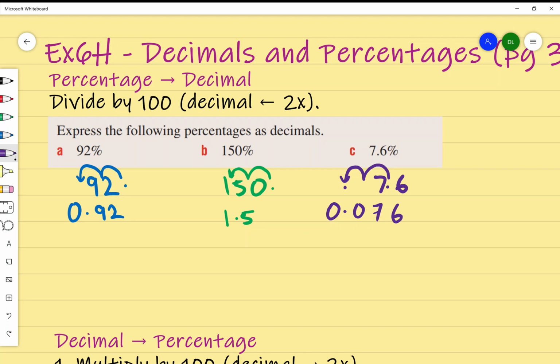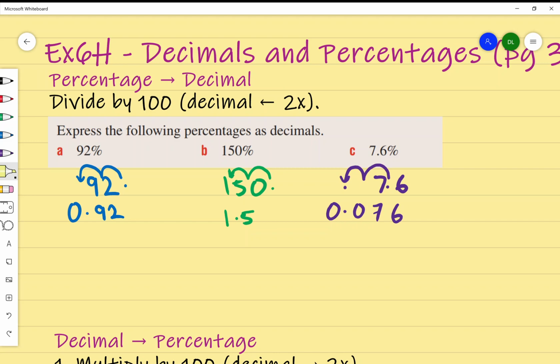That's it. 0.076. Now you might notice for the 92%, the 9 went in the 10th column or position. In this one, it's 7.6. The 7 is 7 out of 100, so it should be in the 100th position. Sorry, what am I saying? This one here should be in the 100th position. But that's just something that you might pick up on. The most important part is that you move the decimal place twice to the left, or in other words, divide it by 100.